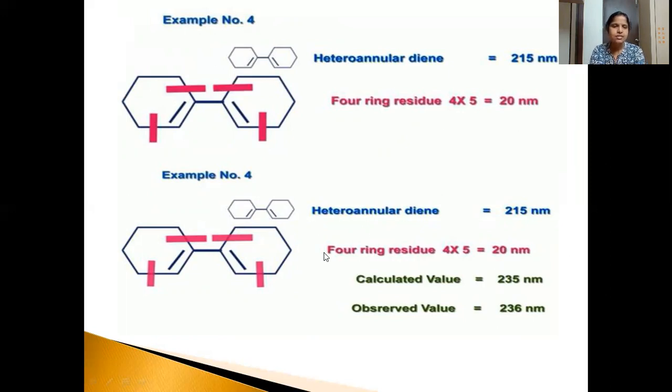So what else does it have? Does it have any exocyclic double bond? It is not having, because you can see both these double bonds are not present outside the ring, these 2 rings are actually separated by a single bond. So there is no exocyclic double bond. So it is only a heteroannular diene and it is having 4 ring residues. So the total calculated value will be 235 nanometers and the observed value was found to be 236.